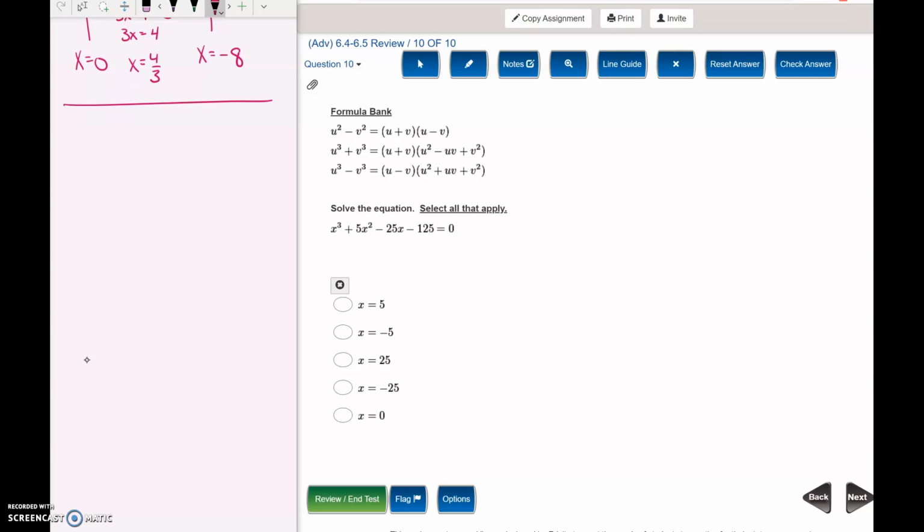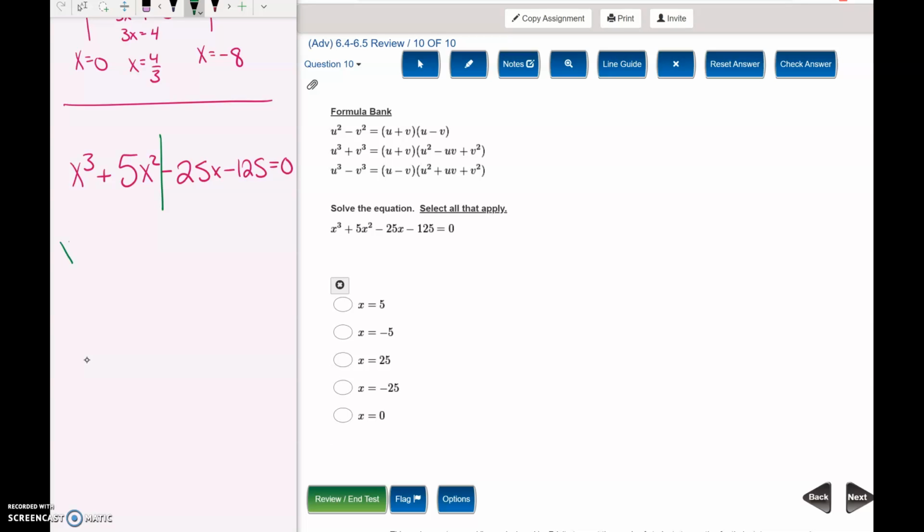And our last question, x cubed plus 5x squared minus 25x minus 125 equals 0. 4 terms, we do have to factor by grouping. These 4 terms don't have anything in common, so no GCF.